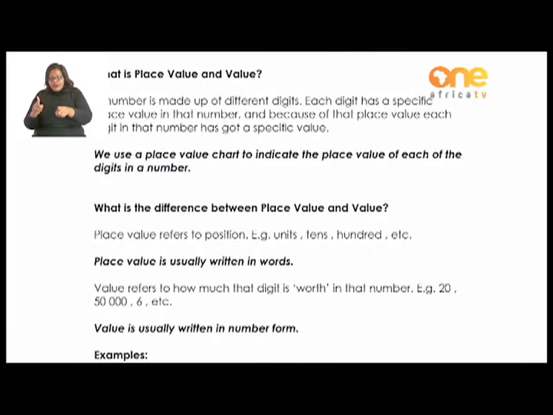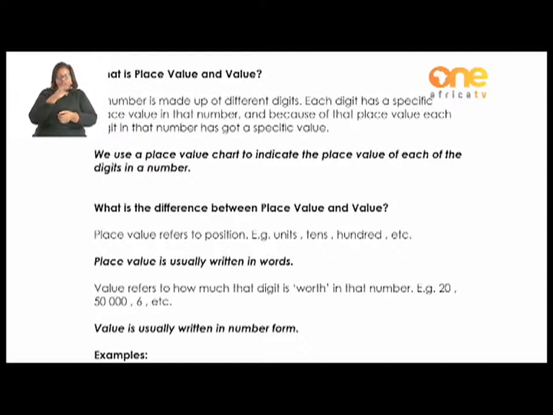Now, going back to previous years, if you look at grade 1, 2, and 3, we always heard the teacher talk about units, tens, hundreds, thousands. Now, that is the place value. That is the position a digit has in a number. So whenever we talk about place value, we talk about units, tens, hundreds, thousands, and these are usually written in words. And from the place value, we get the value. Now, value is how much that digit is worth. Is that digit worth 30, 300, 3,000, 30,000?